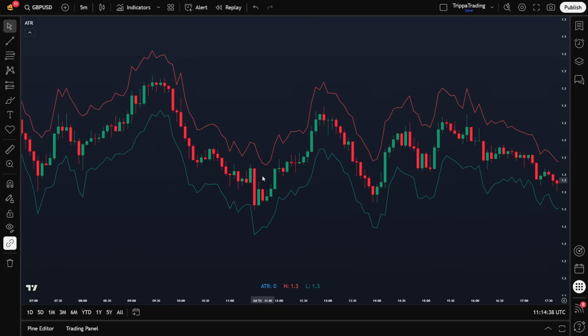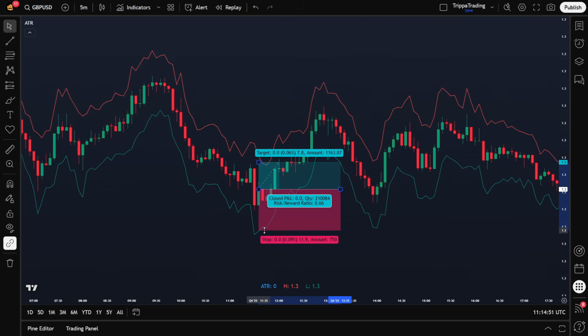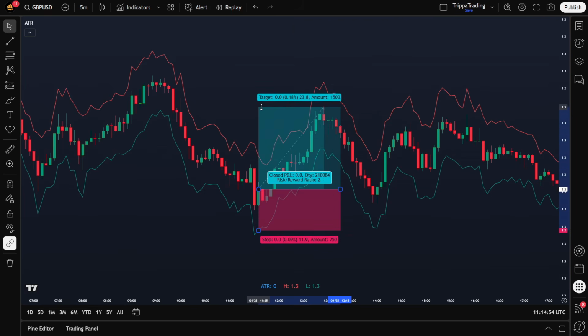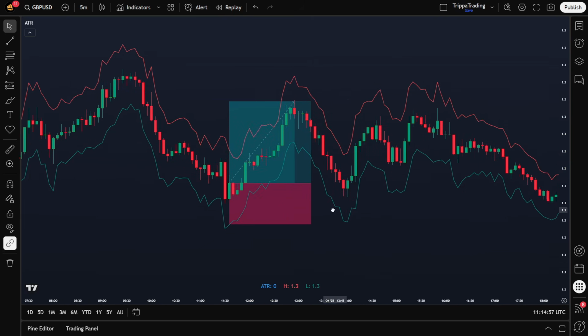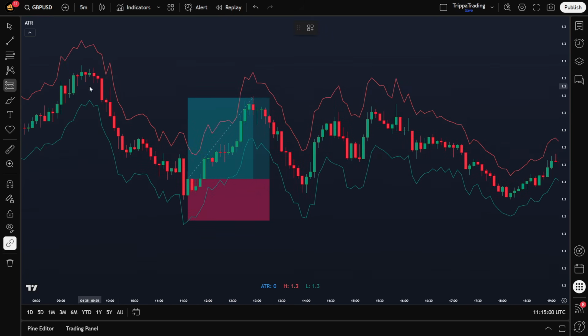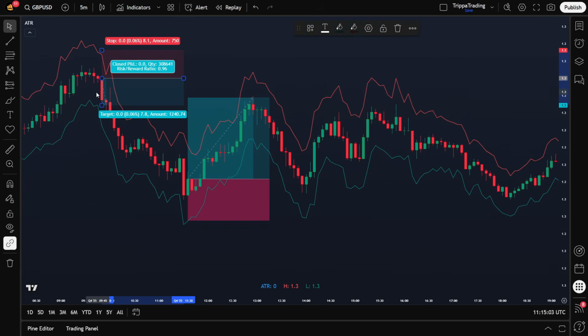It automatically plots dynamic stop-loss levels using Attar, one green line for buy trades, and one red line for sell trades. These lines adjust automatically with volatility. So when you open a buy trade, you can simply place your stop right below the green line. When you open a short, set it above the red line.